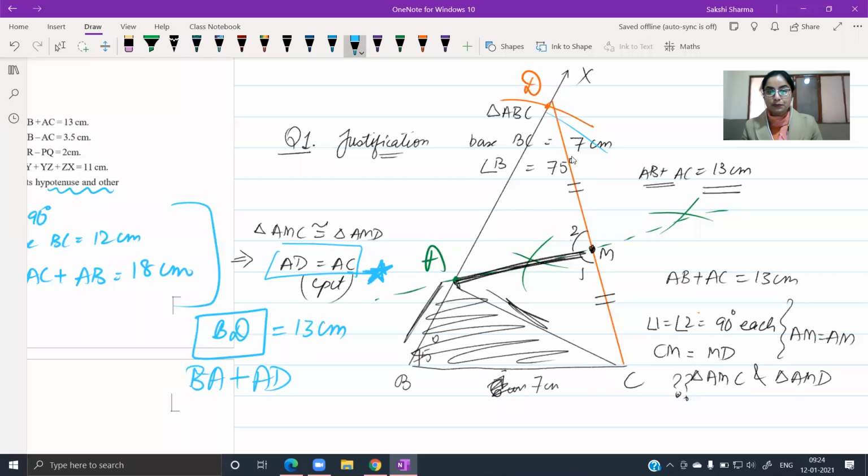Is that right? Yes, ma'am. That means the sum of these two parts is 13 centimeters. Is that right? Yes, ma'am. Now use your starred result. अगर हम starred result को यहाँ पे use करेंगे, AD is equal to AC. What do you get? You get AB and AC, their sum as 13 centimeters.